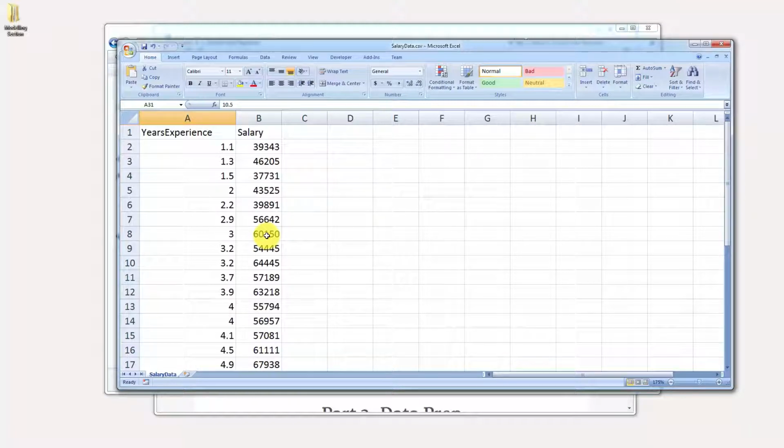And let's get started to learn and practice simple linear regression.